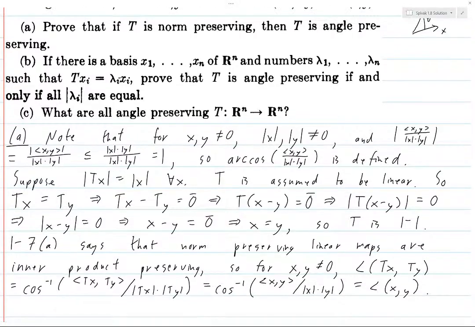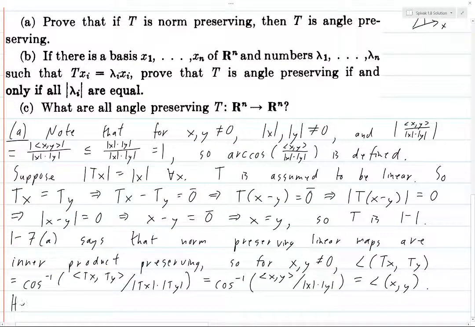Okay, so hence T is angle preserving. Okay, and now we move on to b. So b is the part that is wrong.